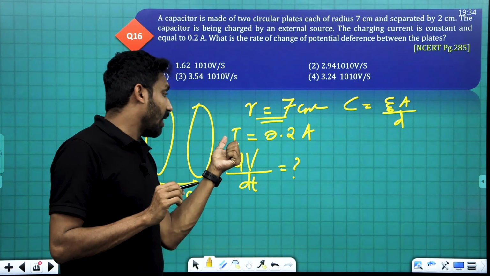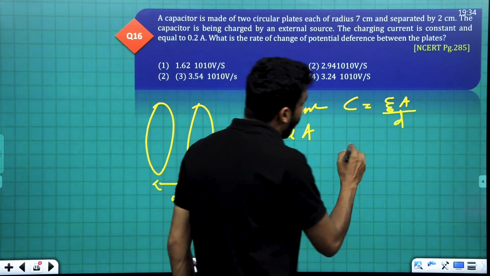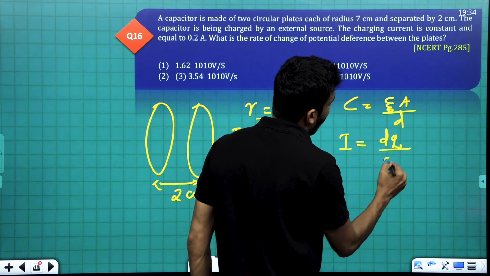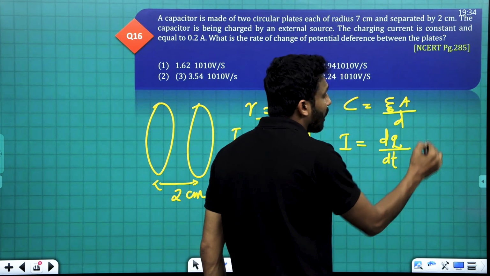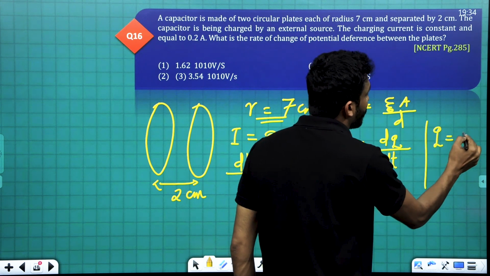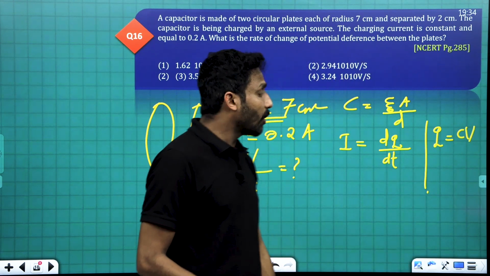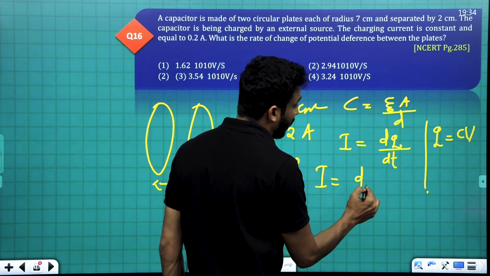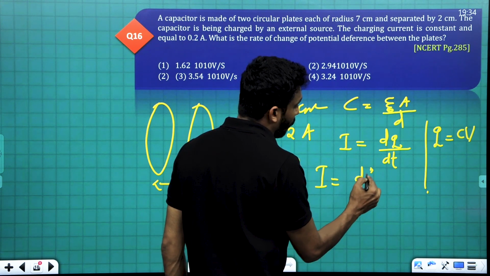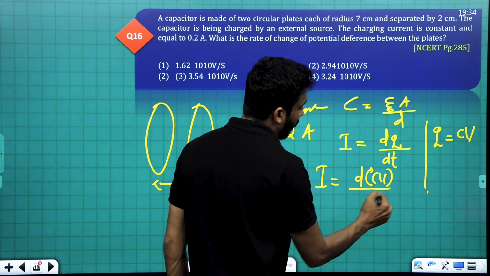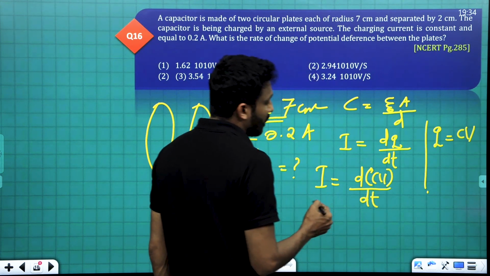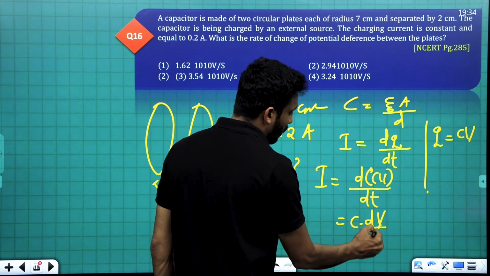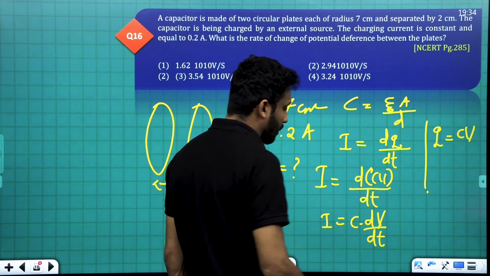I is equal to dq by dt. And we have Q is equal to CV. Remember the formula. Then current I is equal to d of CV divided by dt. C is constant, take it outside. C into dV by dt. This is the current.